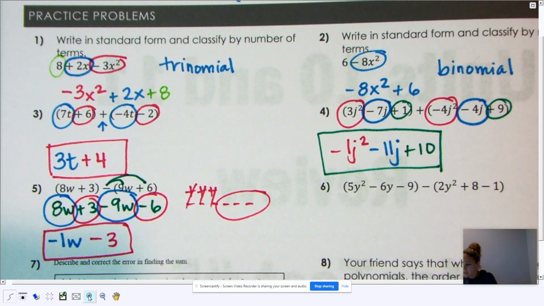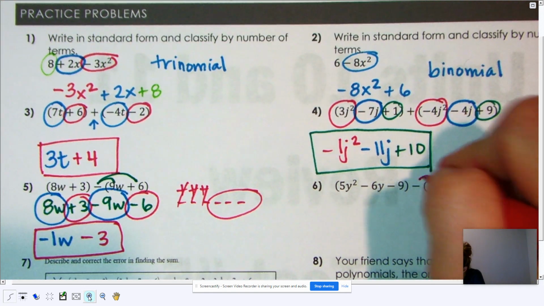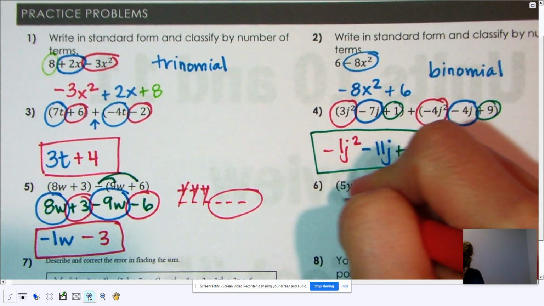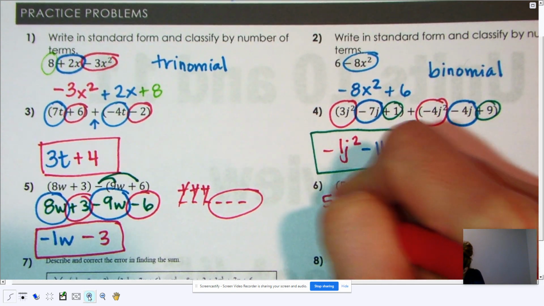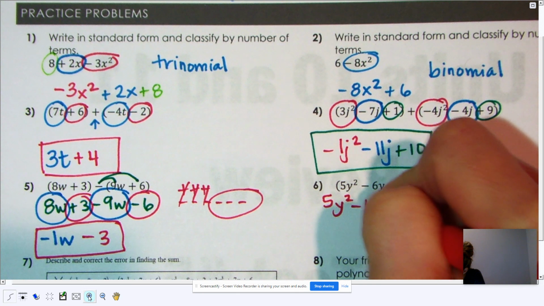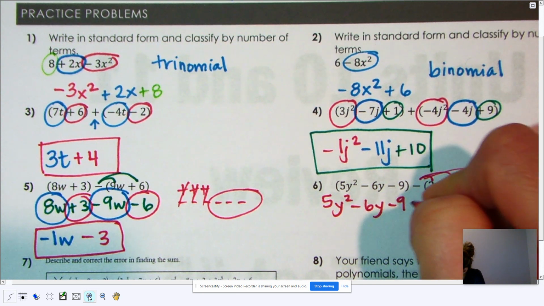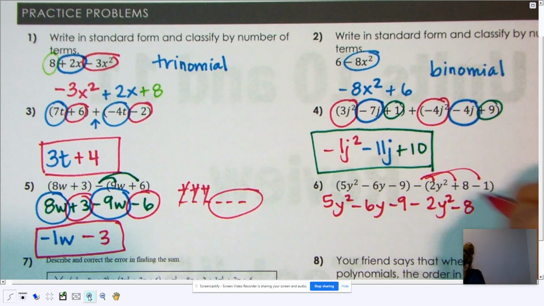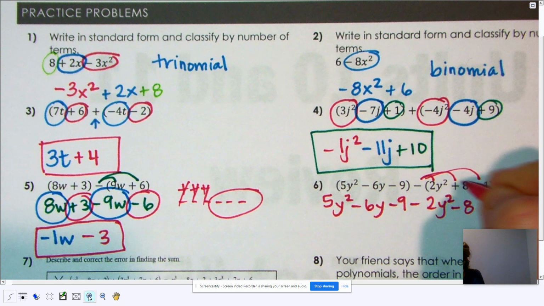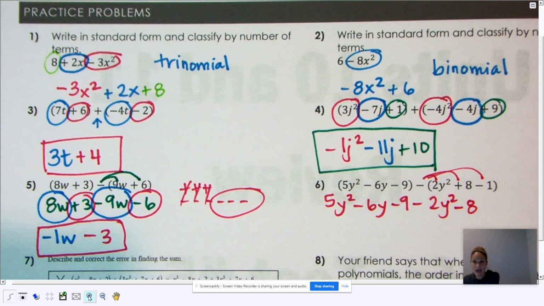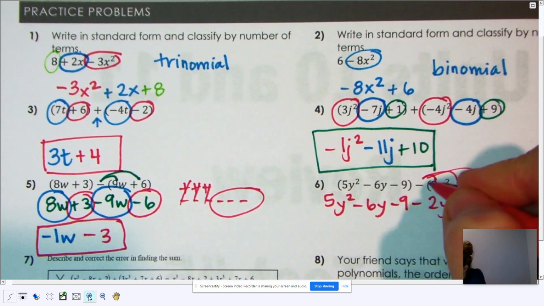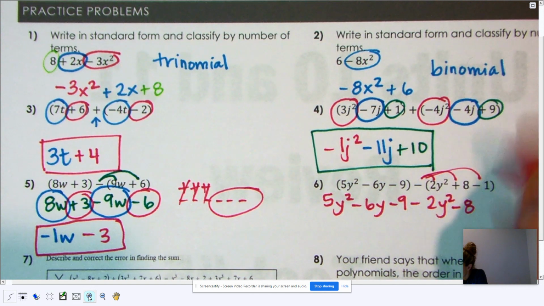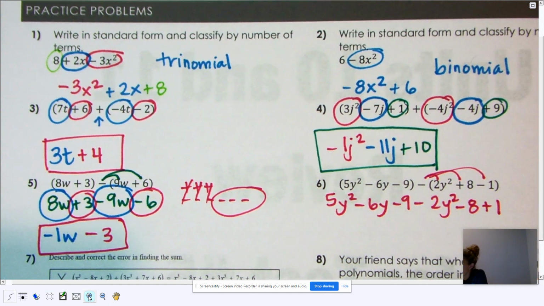Okay, for this next problem, we're going to go ahead and distribute the negative, and we're going to rewrite without the parentheses. So 5y squared minus 6y minus 9 minus 2y squared. A negative times a positive is a negative 8. A negative times, because I wonder if that's supposed to have a y next to it, we're just going to do it without it, but negative times a negative is a plus 1.